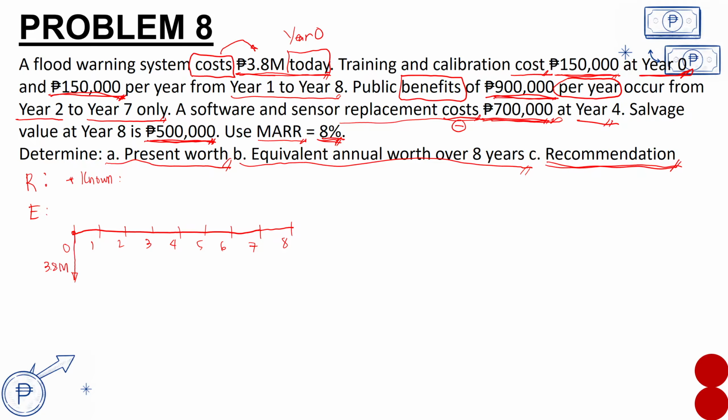We have our 3.8 million today. This is the initial cost of the project. And we have also our 150,000 pesos, which is our training and calibration cost. So as you can see in this cash flow, I just stacked up the values so it will be easier for us to visualize the cash flow of this specific project. And then from year 1 to year 8, we have also another cost. So if it is a cost, then we draw the arrow downward. So we have a 150,000 there.